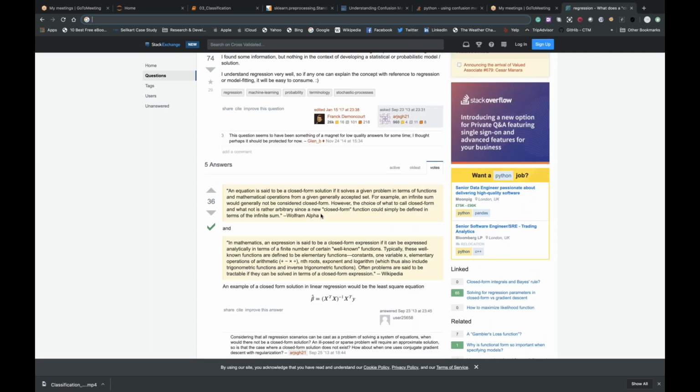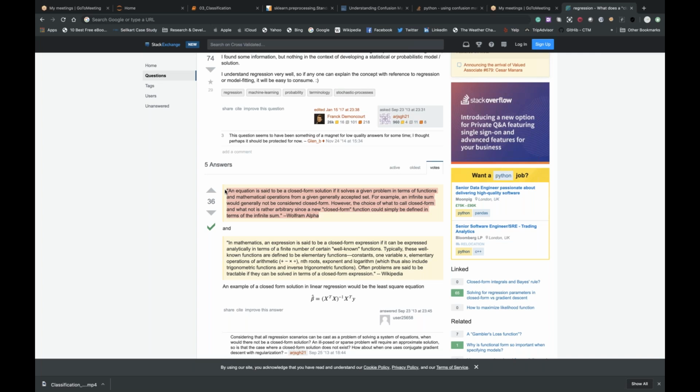Now, see, an equation is said to be a closed form solution if it solves a given problem in terms of functions and mathematical operations from a given accepted set. When I say set, that is your data set. When I say your data set, it is your training set. When I say training set, within the training set, you also have your evaluation set. Okay, perfect. So closed form is nothing but a solution working on functions and mathematical operations. Now, why the mathematical operations came into the picture, we are going to cover in the next slide.